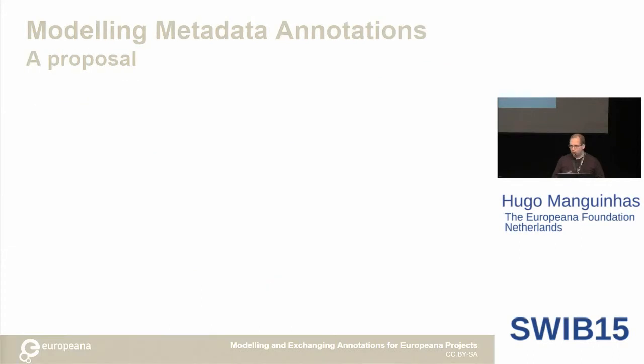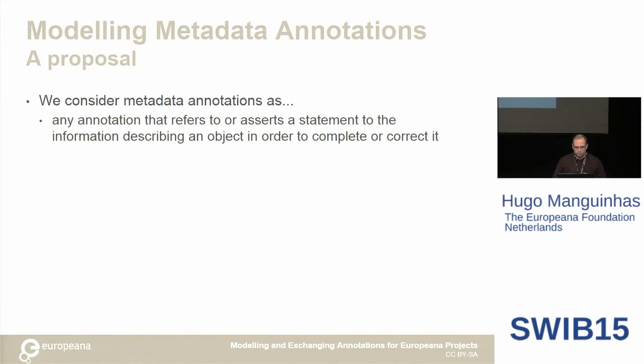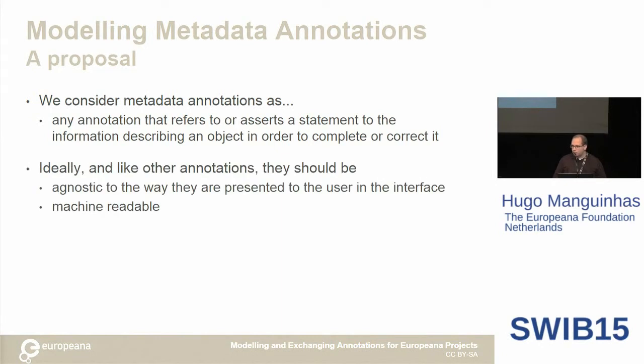Now, a proposal for metadata annotations. This is something we have; it's not part of the standard, either OA or WA. What we consider metadata annotations is an annotation that refers to or asserts a statement about the information describing an object, in order to complete or correct it. Ideally, like other annotations, they should be agnostic to the way they are presented to the user in the interface.